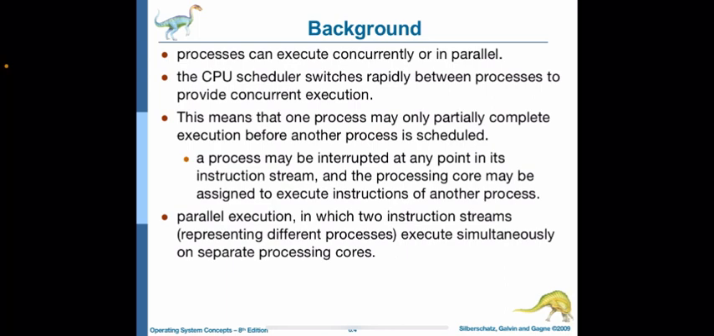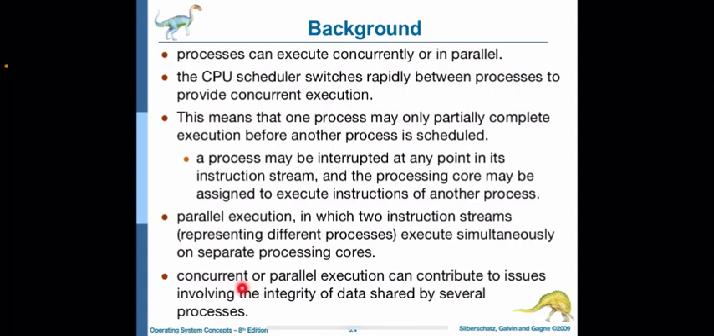Either concurrent execution, in which two different processes execute simultaneously, but we have only one CPU, so the CPU will switch rapidly between these processes. And the second one is parallel execution. Two different processes execute exactly at the same time because we have two different processing cores, two different CPUs. It need not be limited to just two, but multiple processes can be in execution simultaneously.